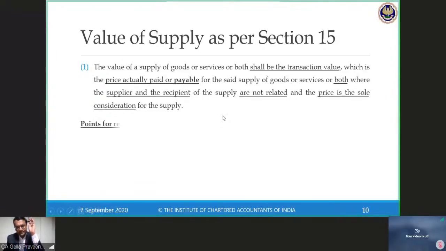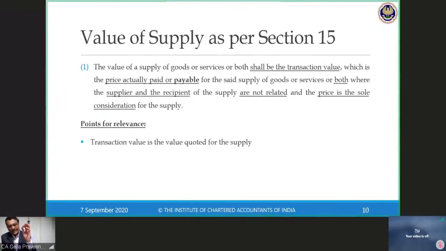So for the time being, Section 15 says that on the face of the transaction, I will admit it as transaction value when buyer and supplier are not related and price is the sole consideration. This is the key underlying point for us to understand. So here it says transaction value is the quoted value on the face of the invoice. Supplier and recipient are not related. Price is the sole consideration.